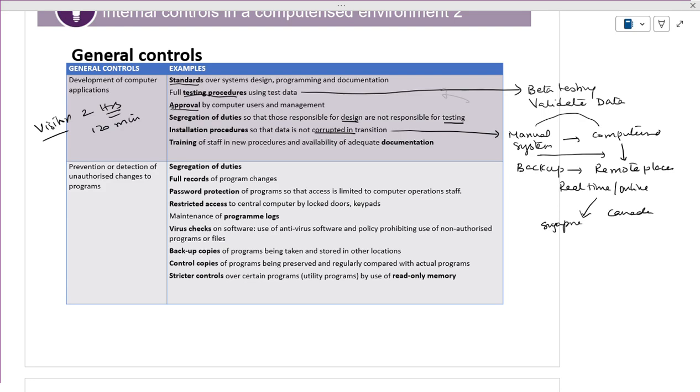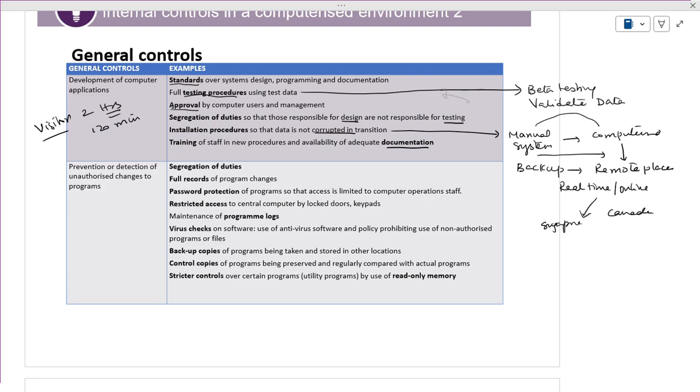Those are very general controls: training of staff, new procedures. People give a lot of importance to staff and to adequate documentation. We will not read the documentation, but most people will say okay for the manual, but the manual is very important for how things will progress.